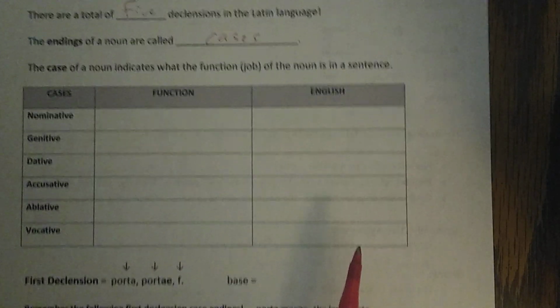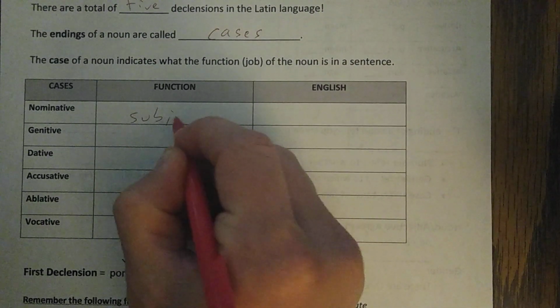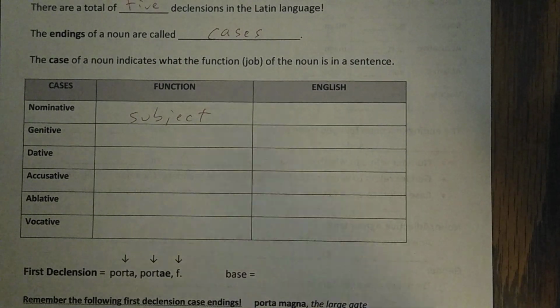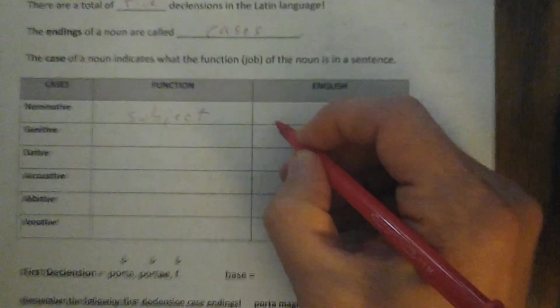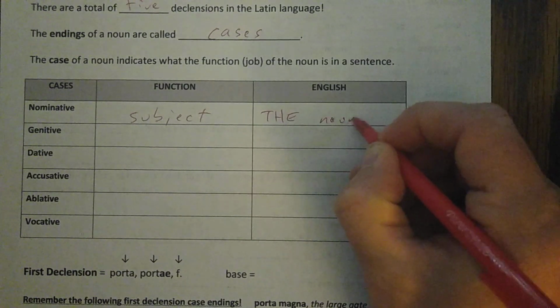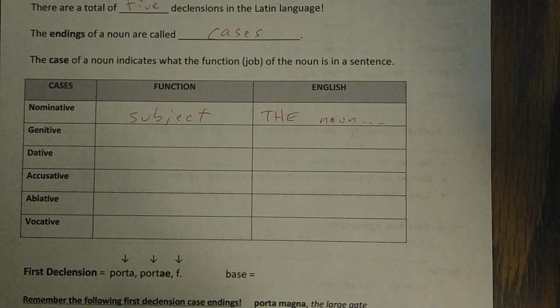Okay, so we'll talk real quick about what those cases mean. If you have a noun that's in the nominative case, that just means it's the subject. Right? It's doing the action of the sentence. And in English, usually that sounds something like "the noun..." The noun does something. Okay?